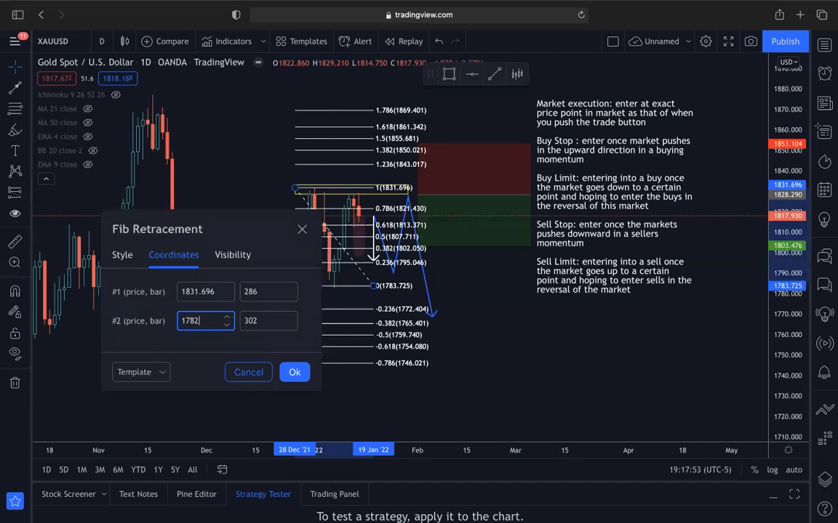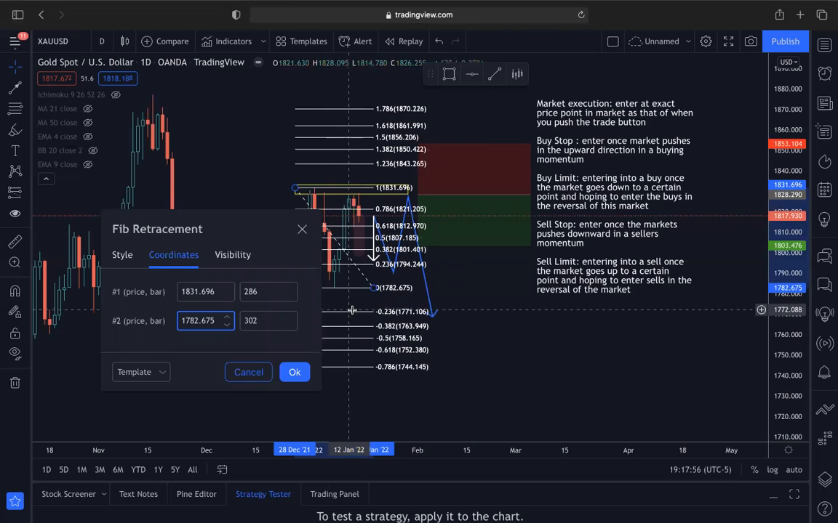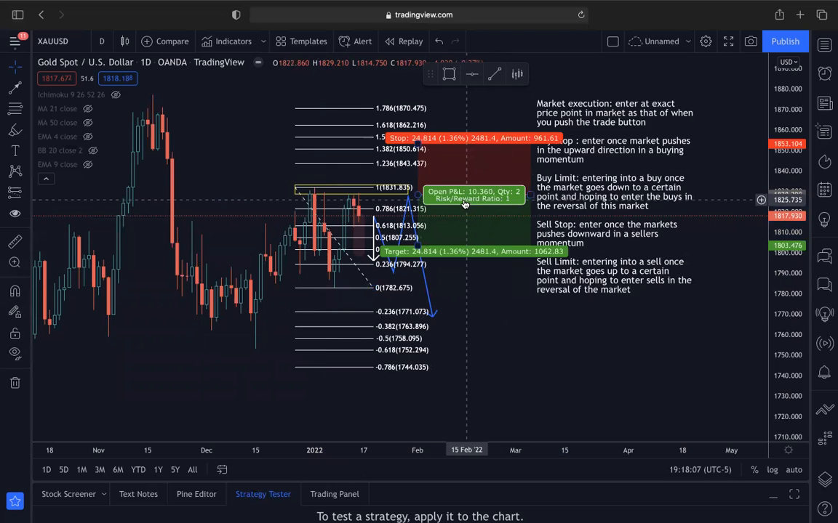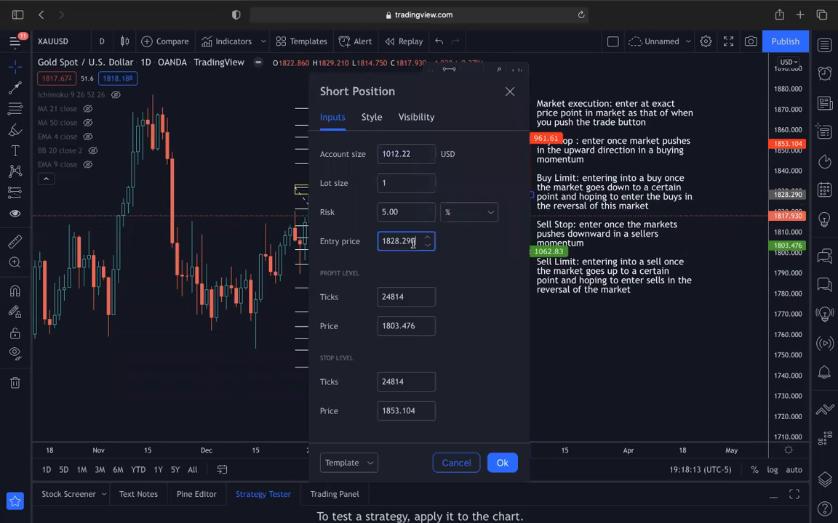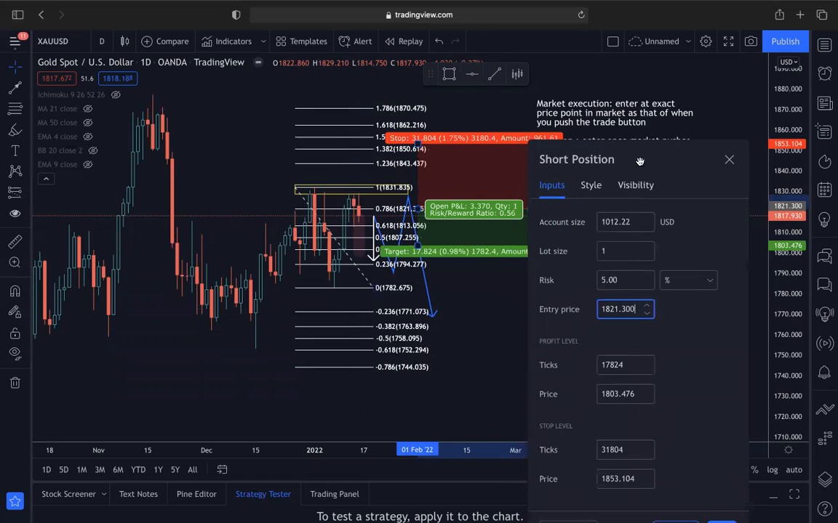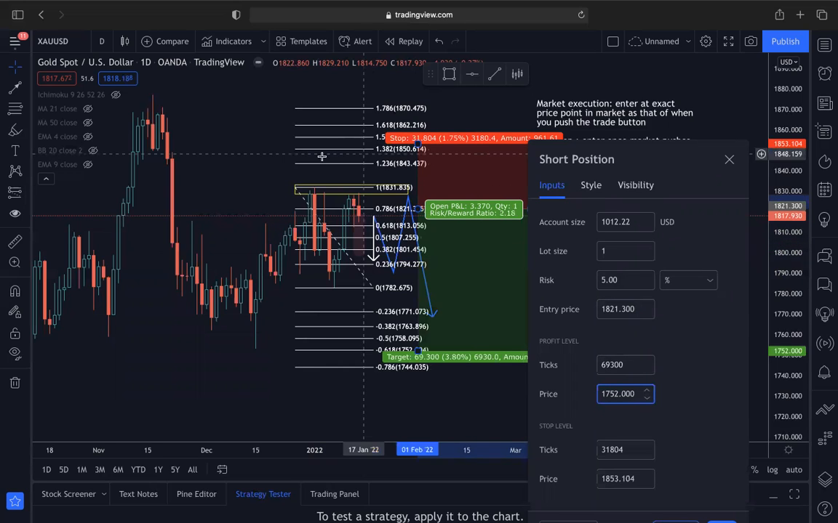$1782.675. Got the high at 1831.835. So let's say we want to enter a sell limit at the 786 area. We'll say 1821.3. We can use the same fib, stop loss. Take profit at 1752. And then stop loss right above this at 1832.